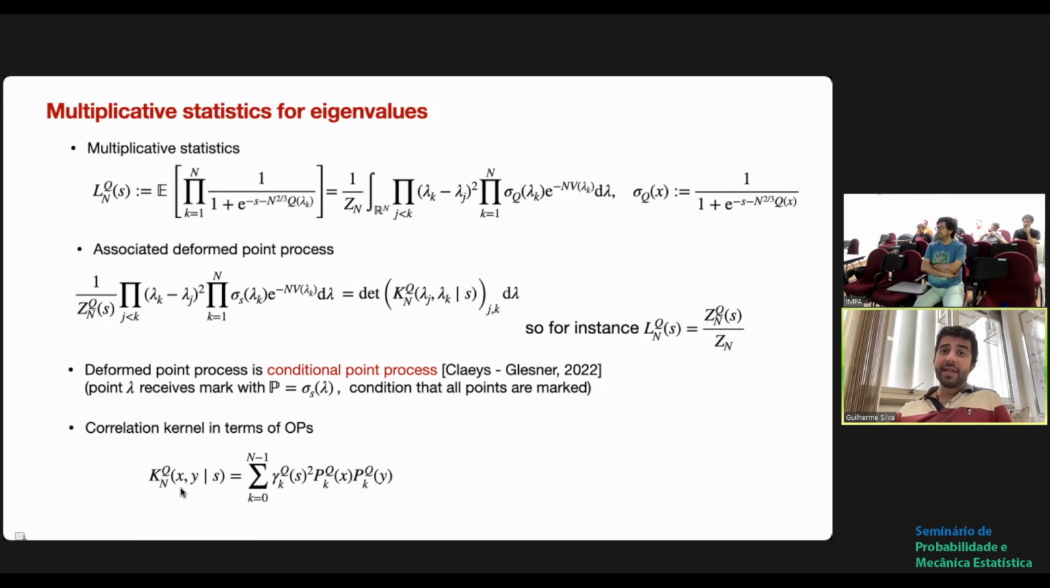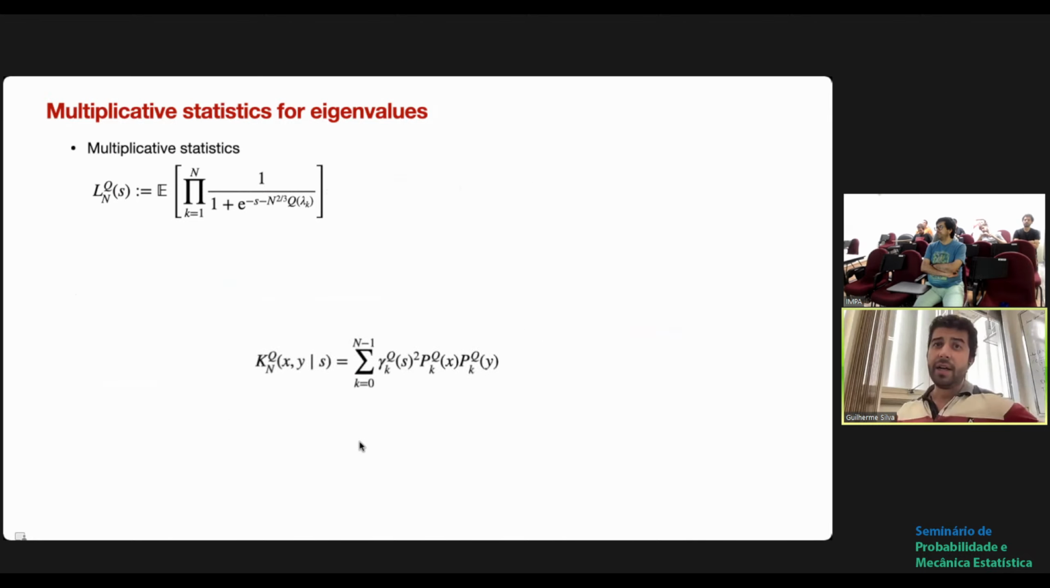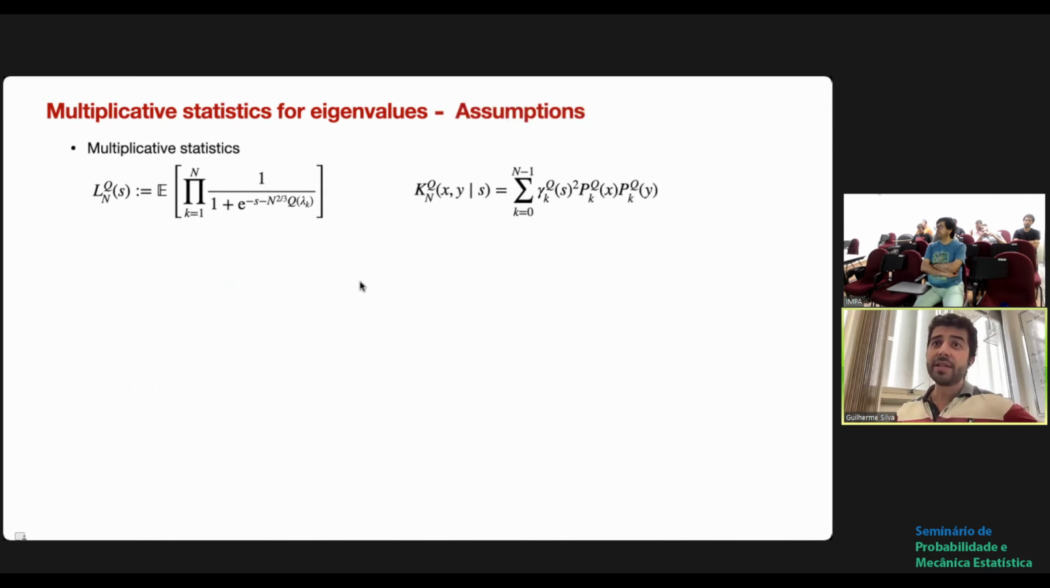The core of the matter is that then you can essentially write down these multiplicative statistics in terms of a certain kernel here. Again, I will not bother much about the specifics, but all of this is just to say that these statistics can be computed explicitly in terms of a certain kernel here, where this p_k of q is an orthogonal polynomial with respect to a deformed measure indexed by q.